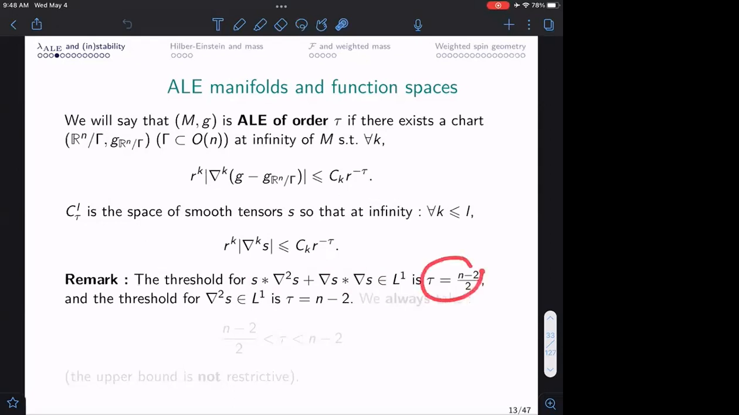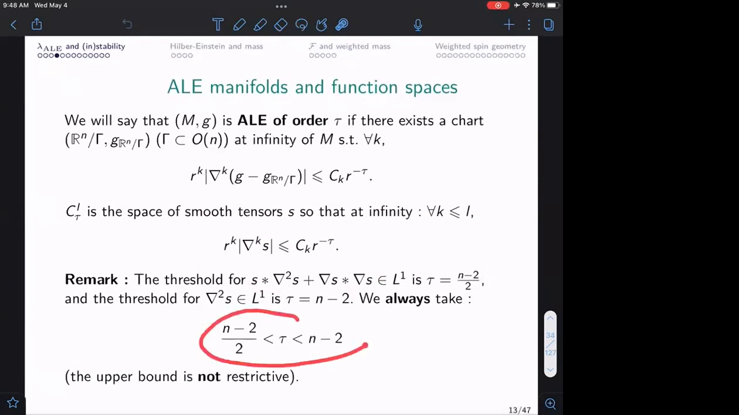And so we'll assume that tau is at least (n minus 2) divided by 2, very typical of mass questions. But maybe a bit differently, we will also have this other threshold, n minus 2, and I'll explain that in the next slide. So we'll always assume that tau is between (n minus 2)/2 and n minus 2. Obviously, the upper bound is not restrictive: if you decay faster, then you also decay slower. But a lot of our statements would not be true with tau larger than n minus 2.